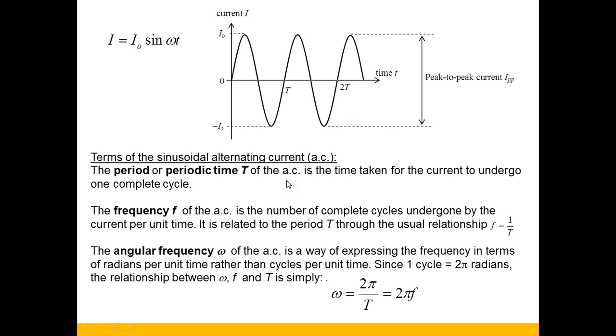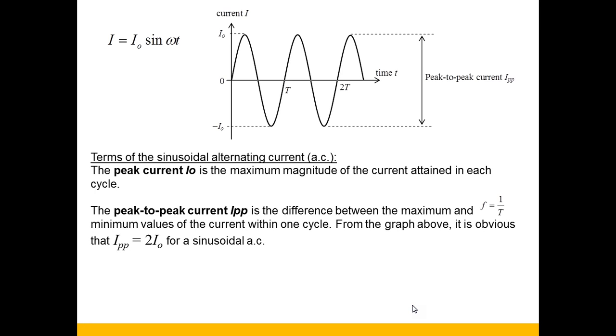Now, there are some terms that you need to learn. Some of them are pretty familiar to you by now. First would be the period, which is given by T. Next, frequency is given by 1 over T. Angular frequency, omega, is given by 2 pi f. Peak current, I naught. Next is the peak-to-peak current, I peak to peak. The only term that is probably new to you will be the peak-to-peak current. The rest should be quite comfortable.